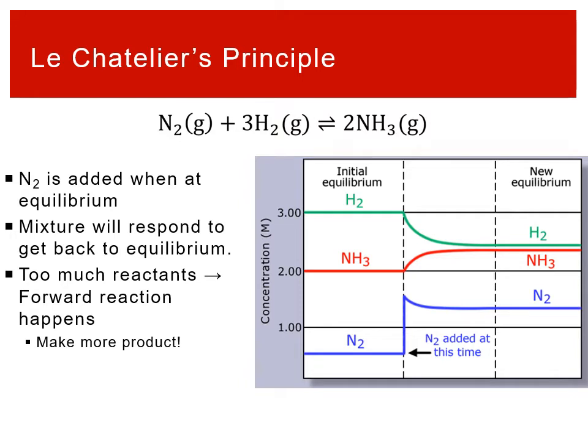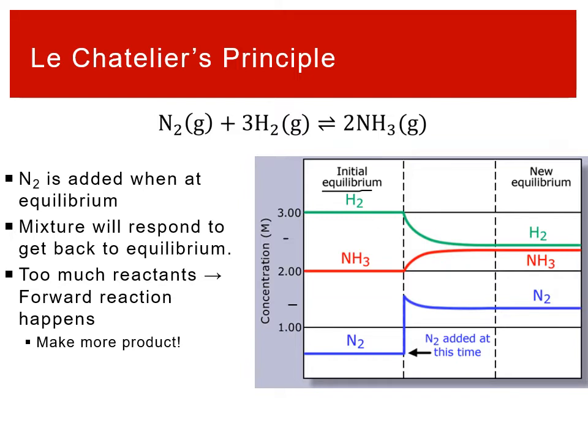So if I have an example, N2 plus 3H2 gives me 2NH3, the Haber-Bosch process synthesizing ammonia. Very big industrial chemistry. So say I'm at equilibrium, right? I have some sort of initial equilibrium, which is my concentrations are all constant, right? They're constant with respect to time.